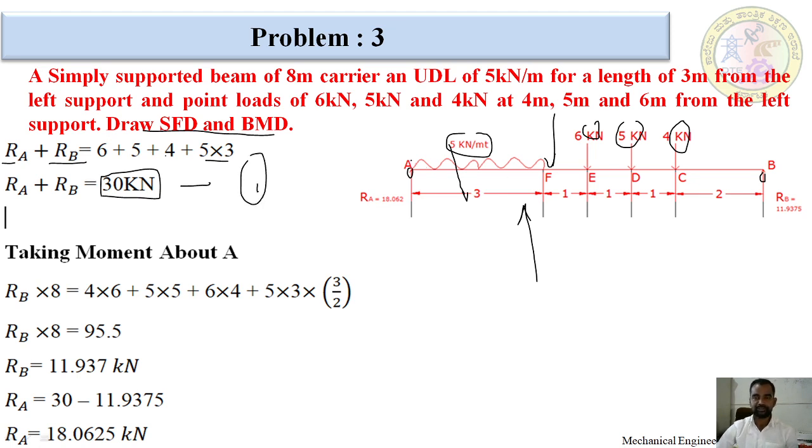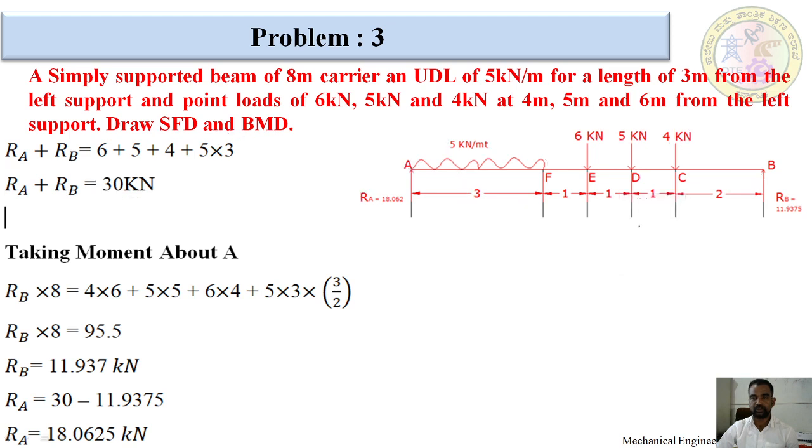Now, as we did with the previous problem, I am going to take moment about A point. Upward force into distance: RB into 8 is equal to, there is no other upward force, RA is the upward force only but its distance is 0, for that reason I am not taking it. Taking moment means force into distance, so I am going to calculate the product of force into distance up to A point. Up to A point how much? 1 plus 1 plus 1 plus 3, total is 5.